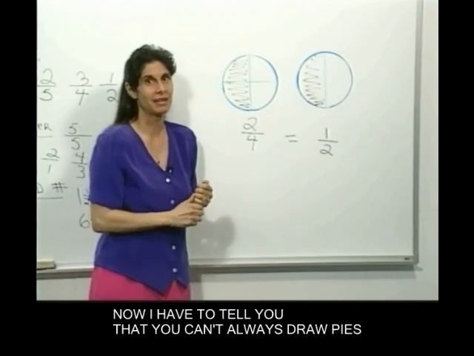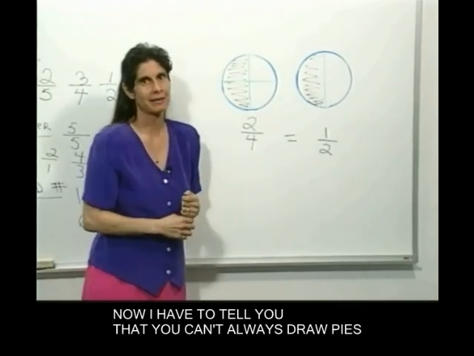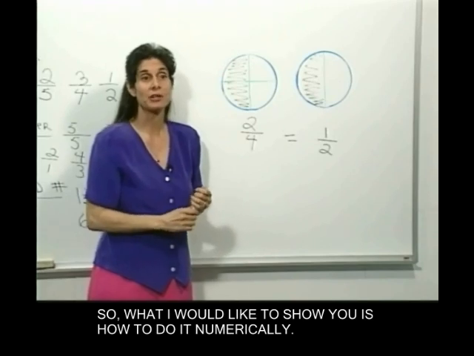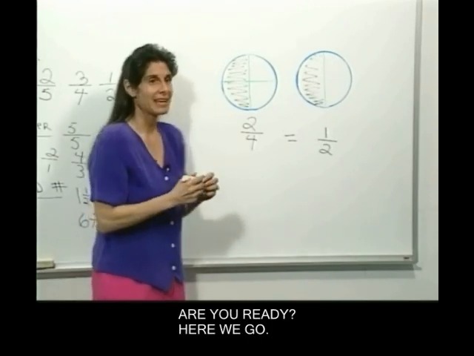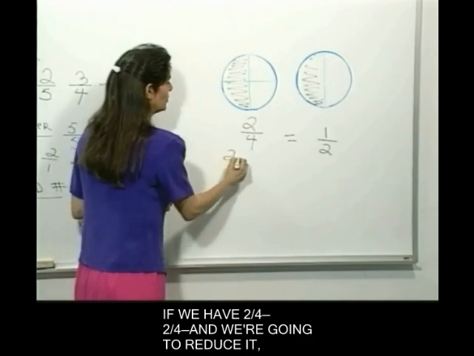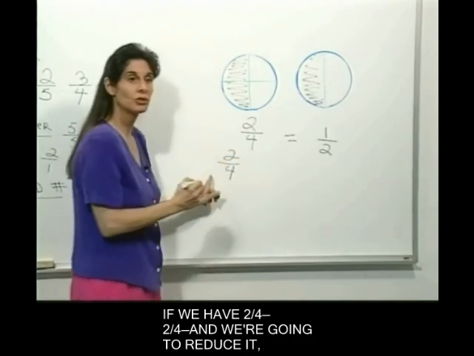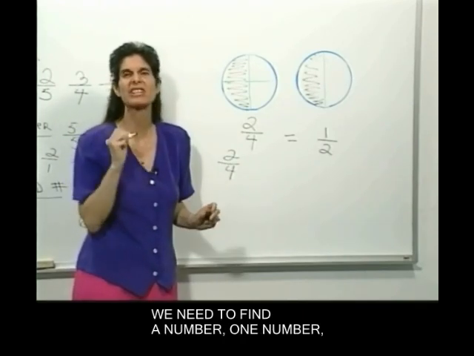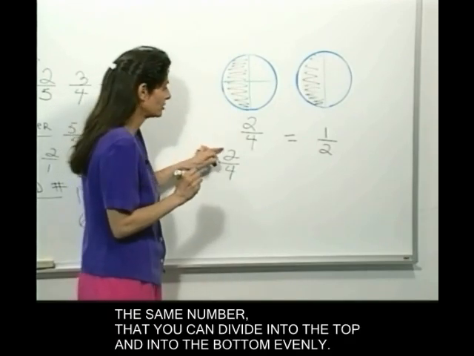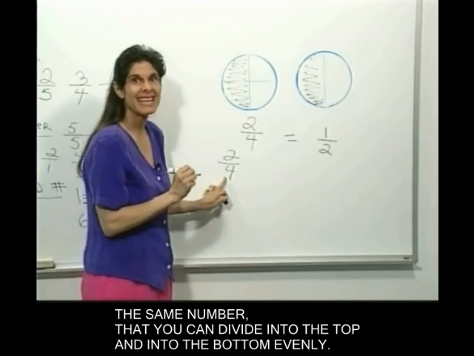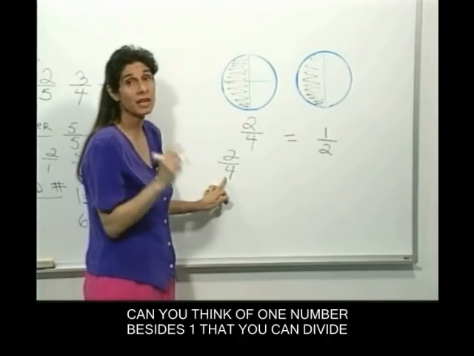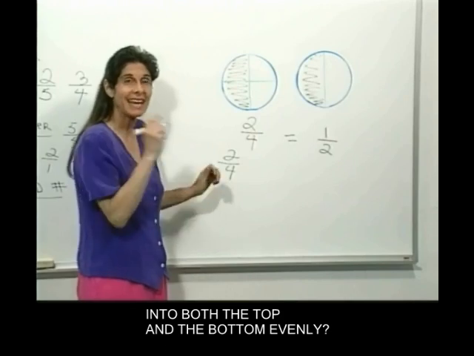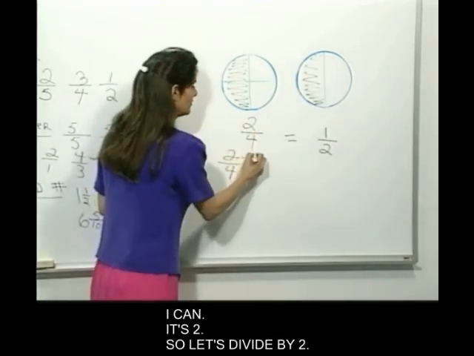Now, you can't always draw pies when it comes to mathematical expressions. So what I would like to show you is how to do it numerically. Are you ready? Here we go. If we have 2/4, and we're going to reduce it, we need to find one number, the same number, that you can divide into the top and into the bottom evenly. And can you think of one number besides 1 that you can divide into both the top and the bottom evenly? I can. It's 2. So let's divide by 2.